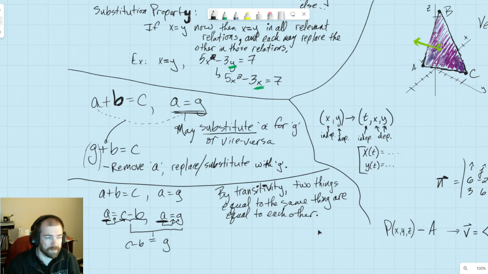So, to reiterate, when you're substituting something, you're saying that we have one thing that is equal to another, and then somewhere else when you see that thing, you can replace it with the other thing. So again, A plus B equals C, and also A equals G allows us to say that this A here can be replaced by G. So replace or substitute.